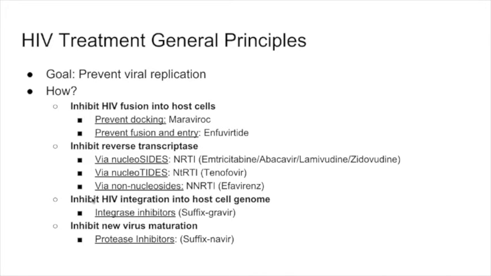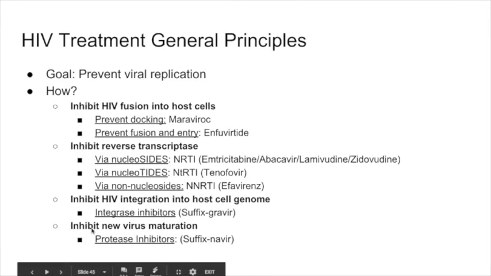So that's the next thing that we can do, inhibit the reverse transcriptase. The third thing that we can do is inhibit HIV integration into the host cell genome, and that's using integrase inhibitors. The suffix for that is gravir. An example of it is raltegravir. Raltegravir is an integrase inhibitor, and it inhibits the HIV integration into the host cell genome.